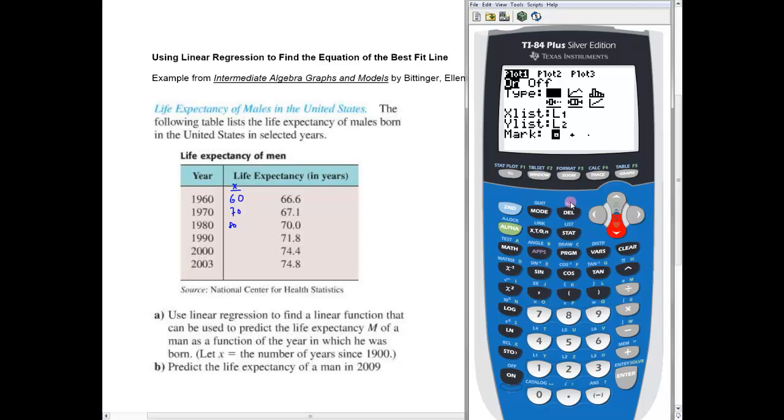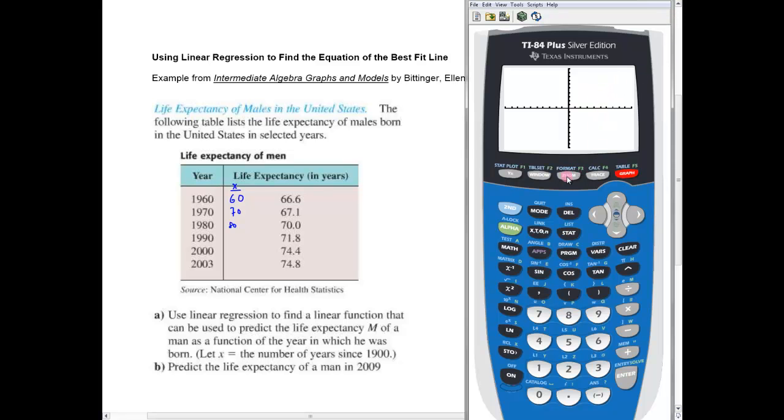Okay, so now all I need to do is graph that. That's actually going to plot those. Let me go to the y equals, make sure I don't have any other equation in there. And if I hit the graph right now, you notice I'm not going to get anything, because the point I plotted was 60 for the x coordinate and 66.6. So that's of course way over here. So I need to change my window as well.